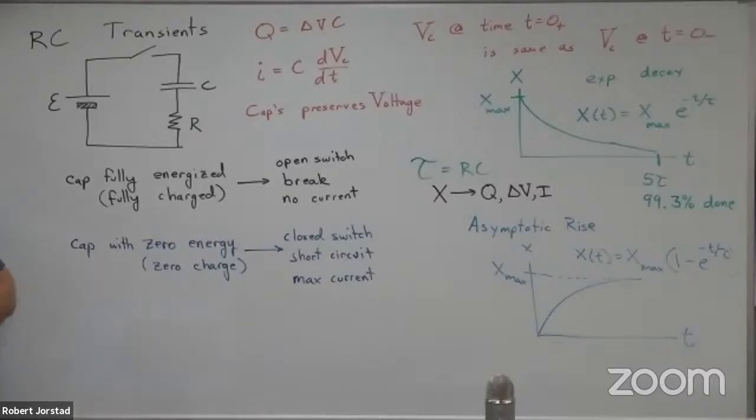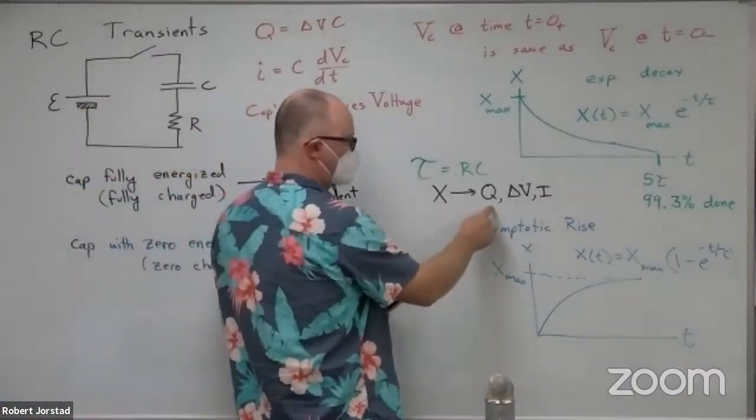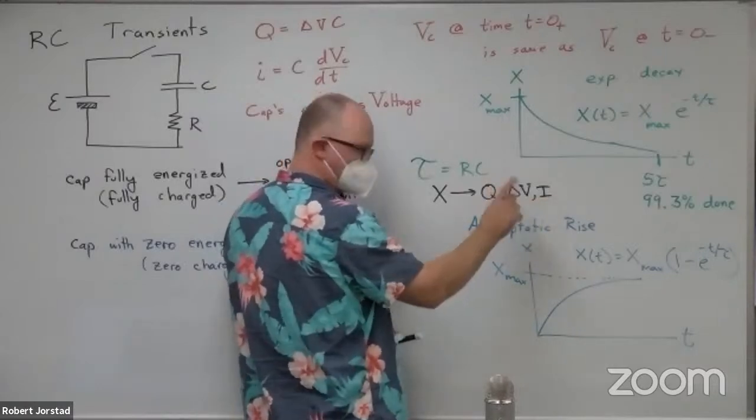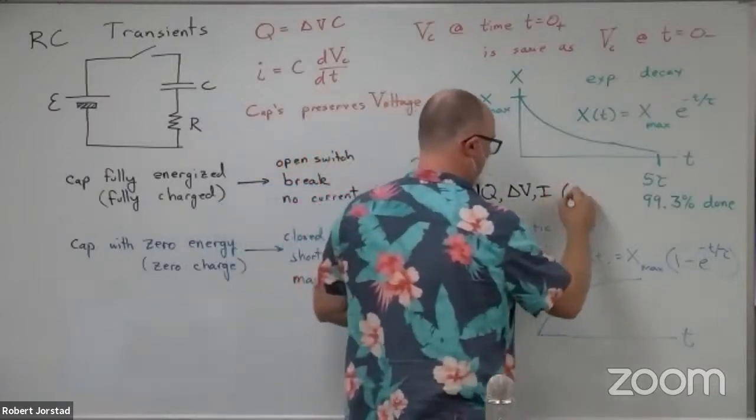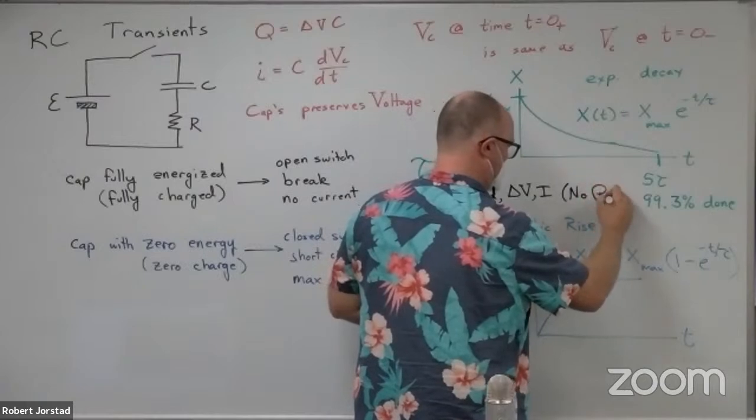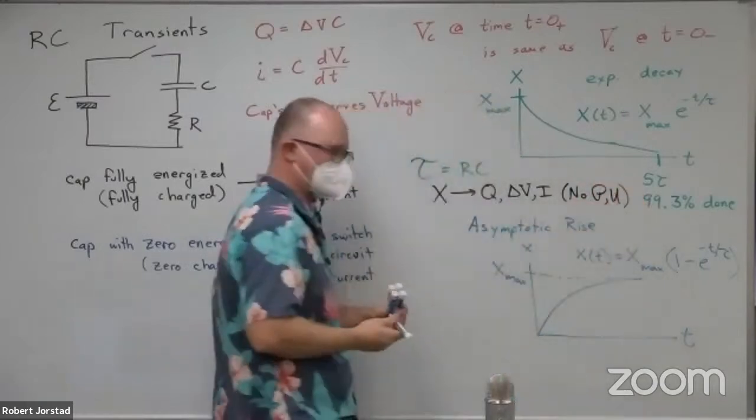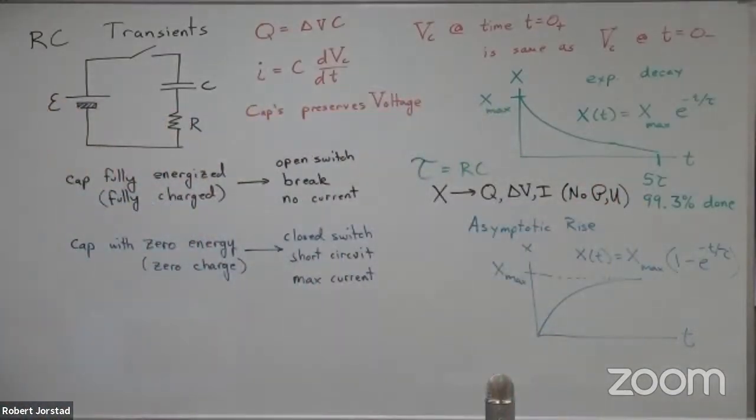Yes? Did you talk about whether they can use energy? Yeah. So X can be Q, delta V, or I, but it can't be P or U. No PU.